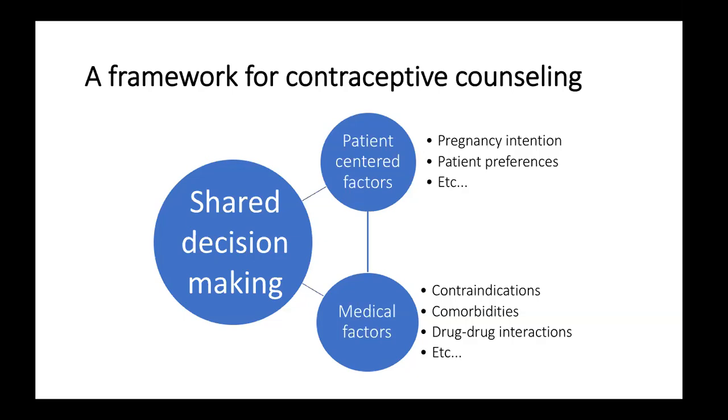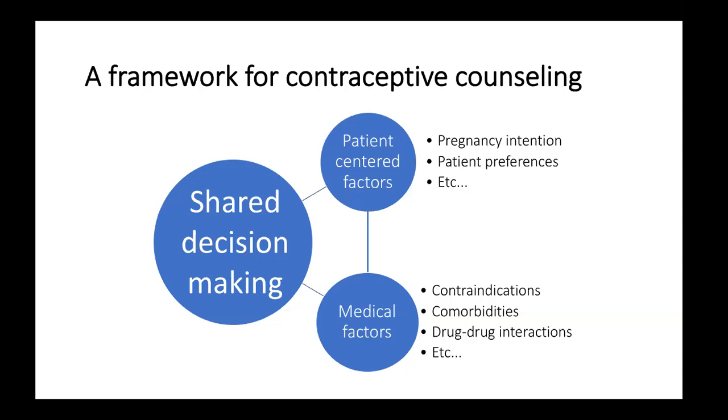Some of the other things to think about would be patient-centered factors. So what are their preferences? For example, have they heard about different contraceptive methods before? Have they tried different things? What have their friends told them? What is their intention in regards to pregnancy? Do they think that they want to get pregnant ever? And if they do, what's their timeline? Do they have a timeline even?